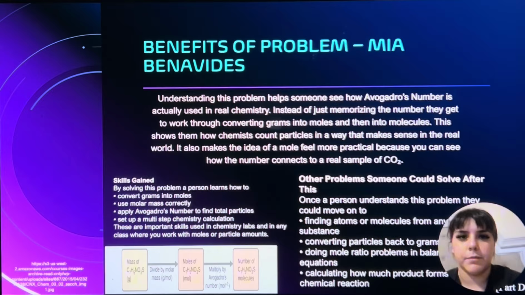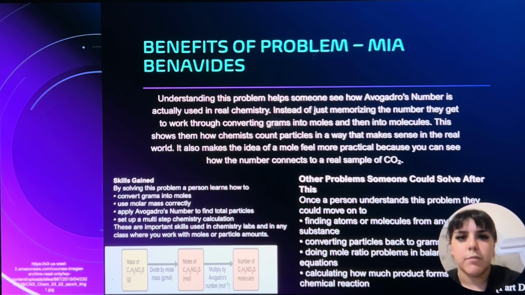Benefits of problem. Understanding this problem shows how Avogadro's number is actually used in chemistry. Instead of just memorizing the number, you can convert grams to moles and then to molecules. This makes the mole feel more real because you see how it applies to an actual sample of CO2.